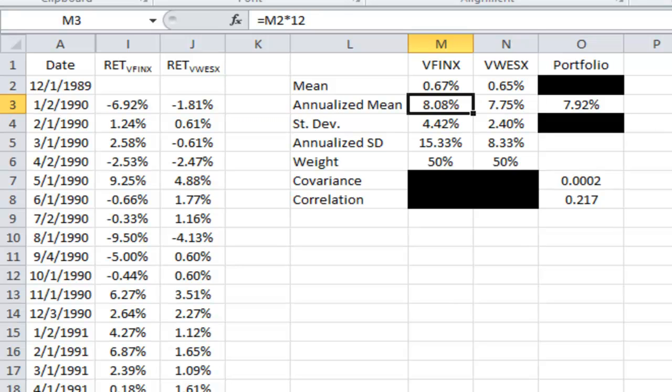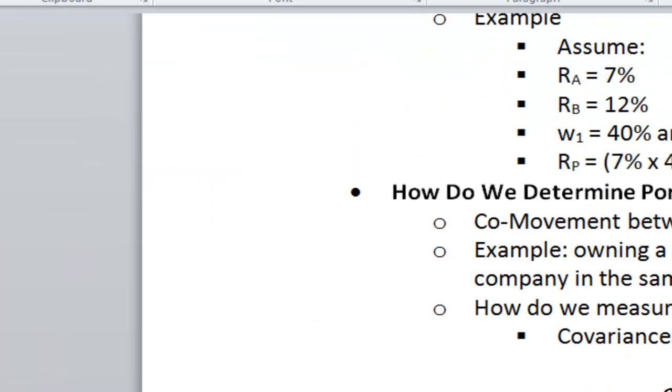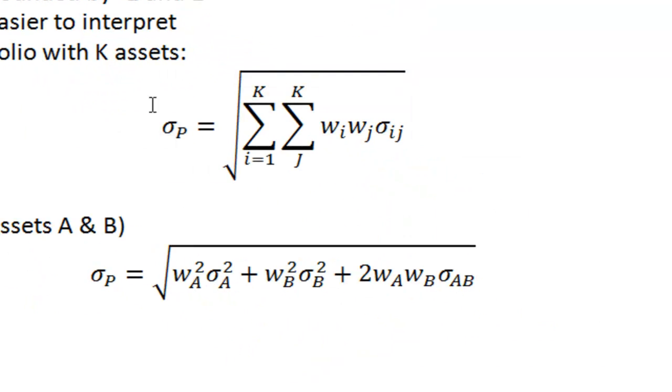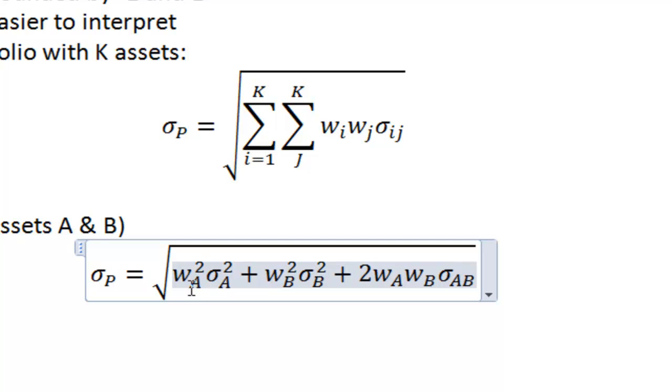All right, let's talk portfolio standard deviation. So portfolio standard deviation is technically calculated this way. For a two-asset portfolio, it translates into this right here.